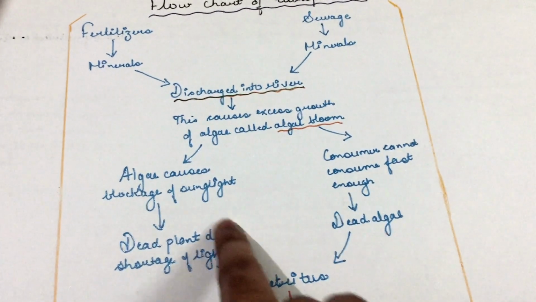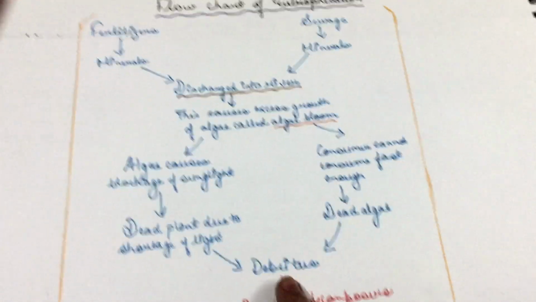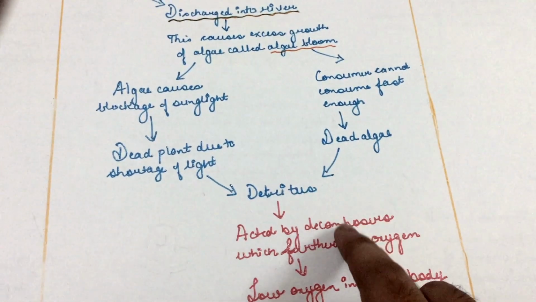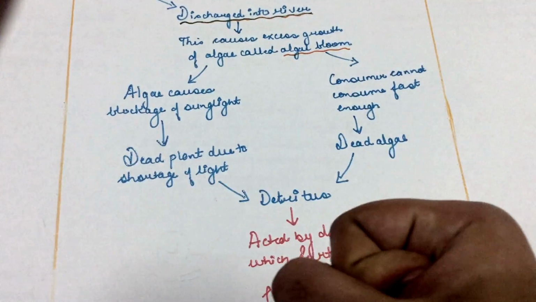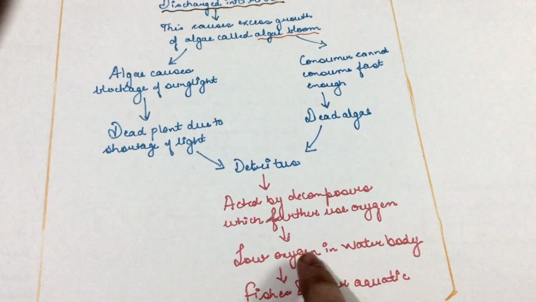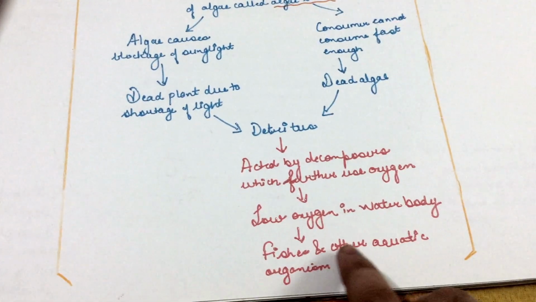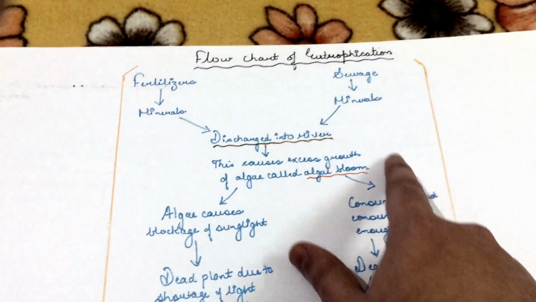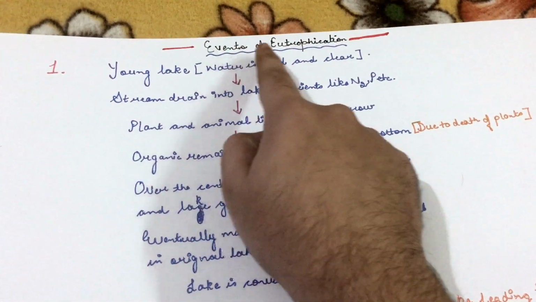Now both these dead plants as well as dead algae will constitute the detritus. This detritus would be acted upon by decomposers. When the decomposers act on this detritus, they will further consume the oxygen in the water body. This will lead to low oxygen in the water body. Due to this low oxygen, fishes and other aquatic organisms will die, and this entire process is called eutrophication.